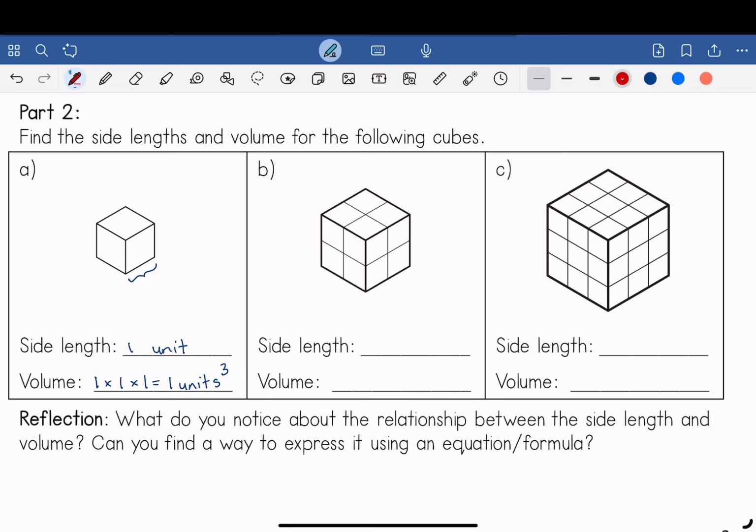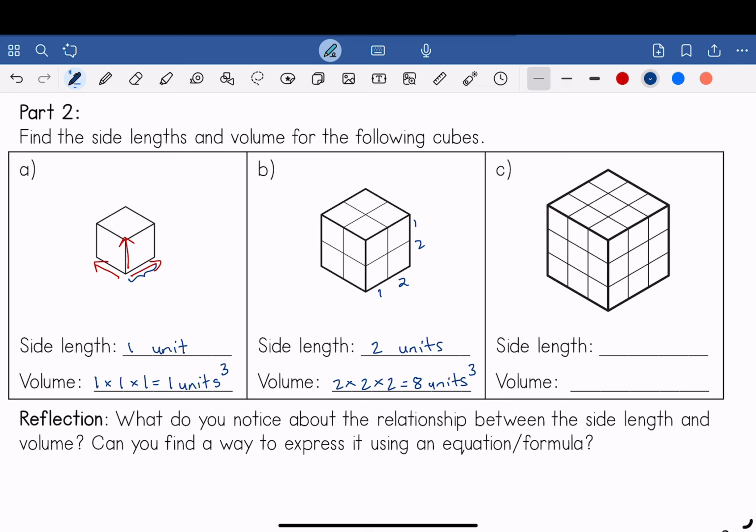So I'll draw these here. So 1 times 1 times 1 is equal to 1 units cubed. Side length of B is 1, 2, and it's 2 each way. Therefore, the side length is 2. Therefore, the volume is 2 times 2 times 2, which equals 8 units cubed.